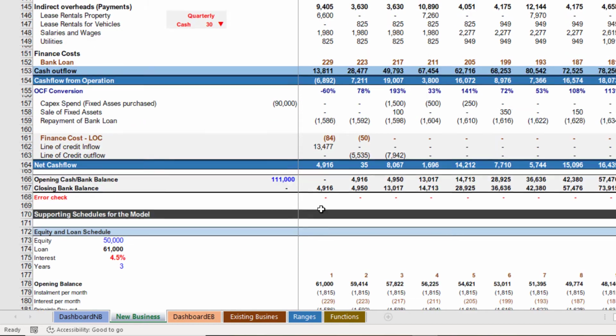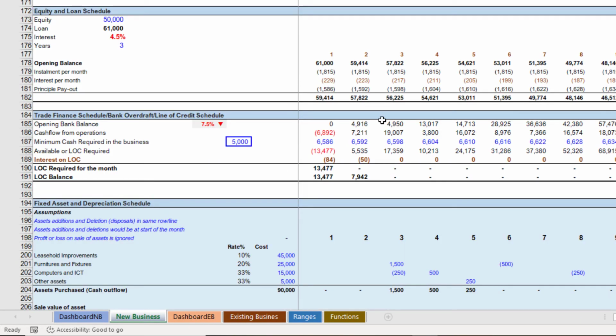So accordingly, this revolving cash flow situation is happening here, as you can see. This is more of a revolving credit. So whenever we have a need, the cash will come from the bank, and whenever we have excess cash, we are paying it off. So next month we had an opening balance of 4916.